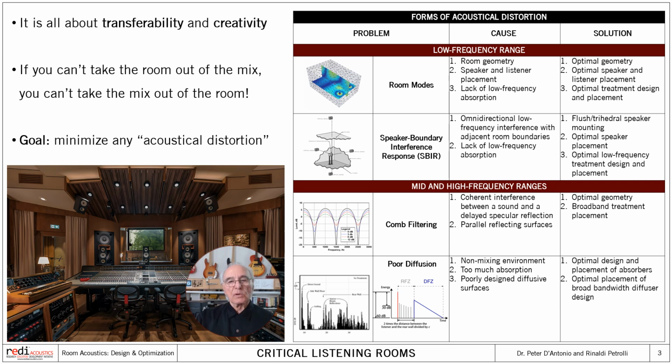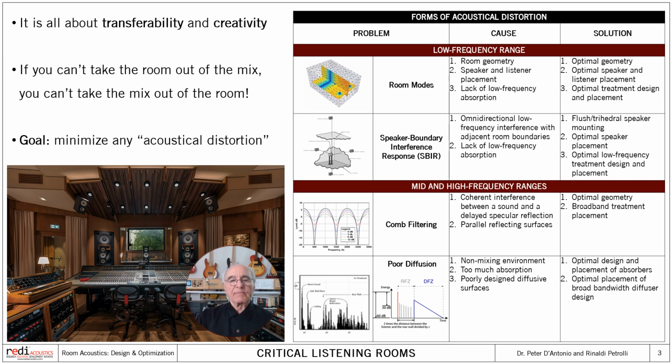Because the source location determines which modes are excited, and the listener location determines which modes are heard, we must simultaneously optimize the geometry and the locations of the speakers and listeners. Now, the speaker boundary interference response results from the coherent interference between loudspeakers and the adjacent room boundaries, which also depends on speaker placement. It can be improved by adding acoustical treatment and flush mounting the monitor speakers.